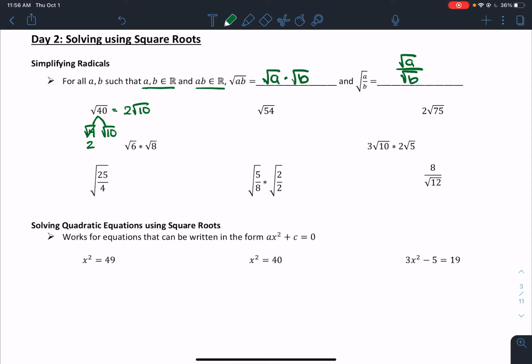I have the square root of 54. That's the square root of 9 times the square root of 6. Square root of 9 is 3. This is 3 radical 6.